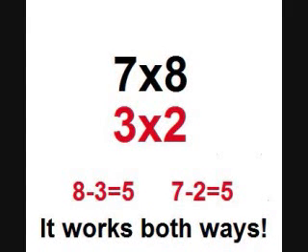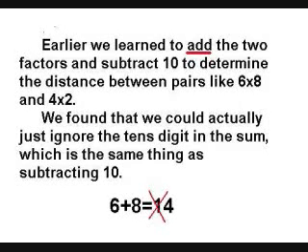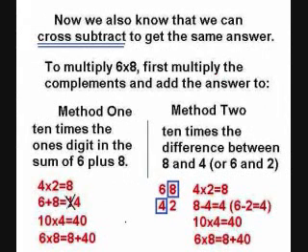Instead of subtracting 3 from 8, we could have subtracted 2 from 7. It works both ways every time. Earlier we learned to add the two factors and subtract 10 to determine the distance between pairs like 6 times 8 and 4 times 2. We found that we could actually just ignore the tens digit in the sum, which is the same thing as subtracting 10. We now know that we can cross-subtract to get the same answer.